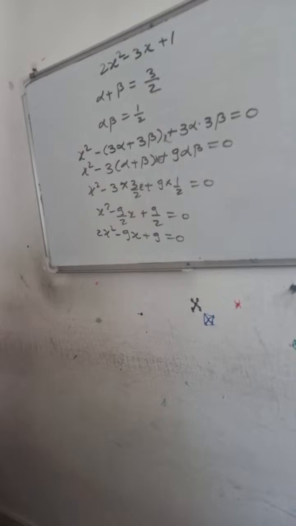Write down the next question. If 2 by 3 and minus 3 are the zeros of the polynomial ax square plus 7x plus b, then find the values of a and b.